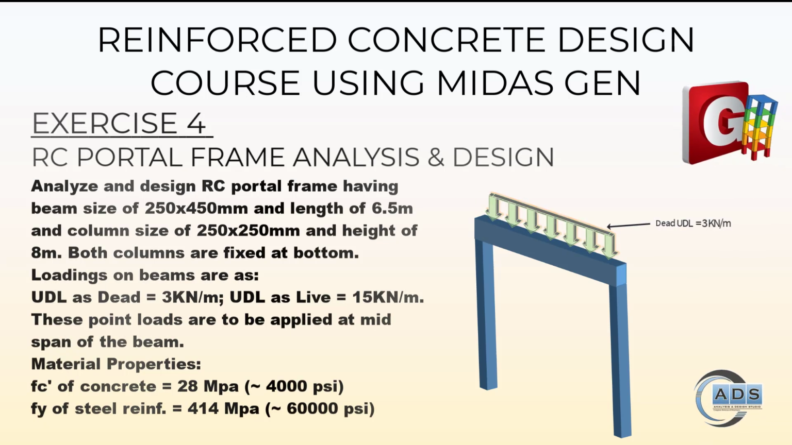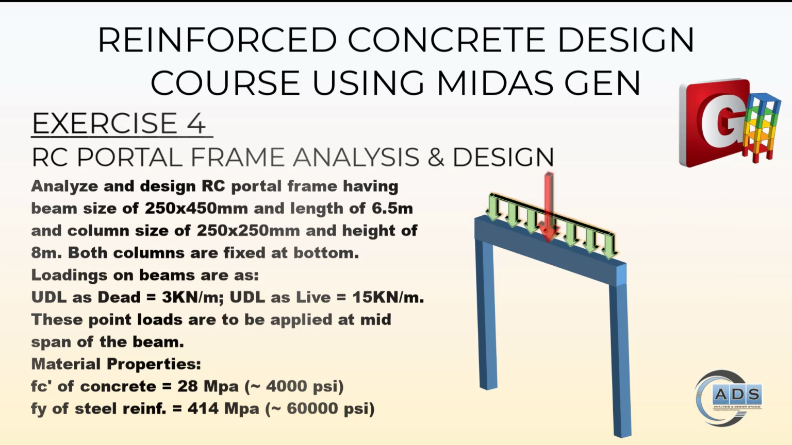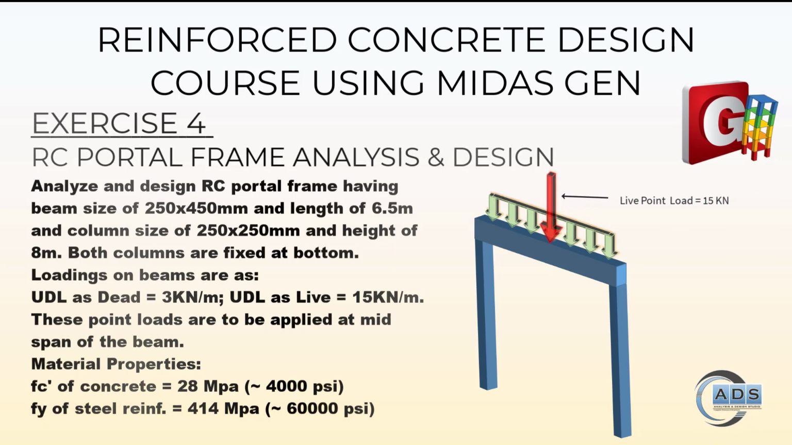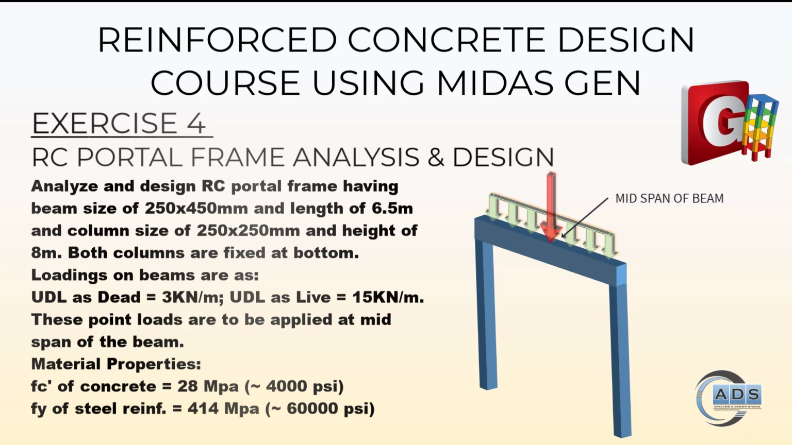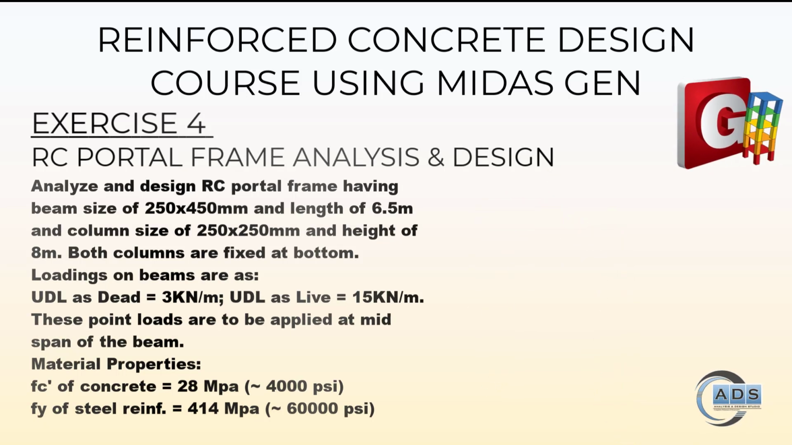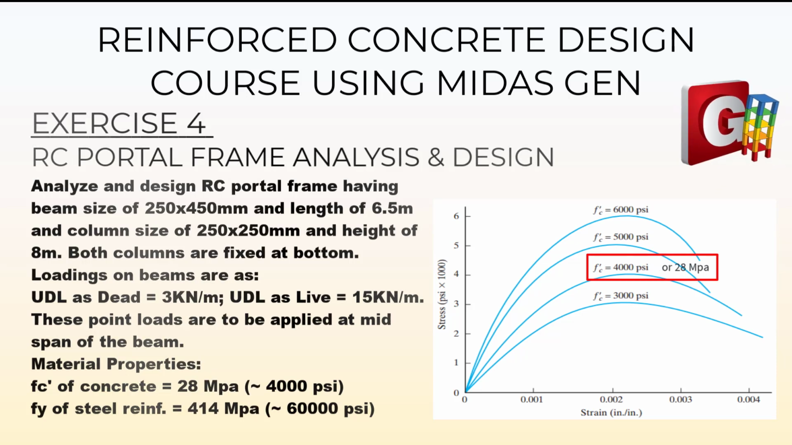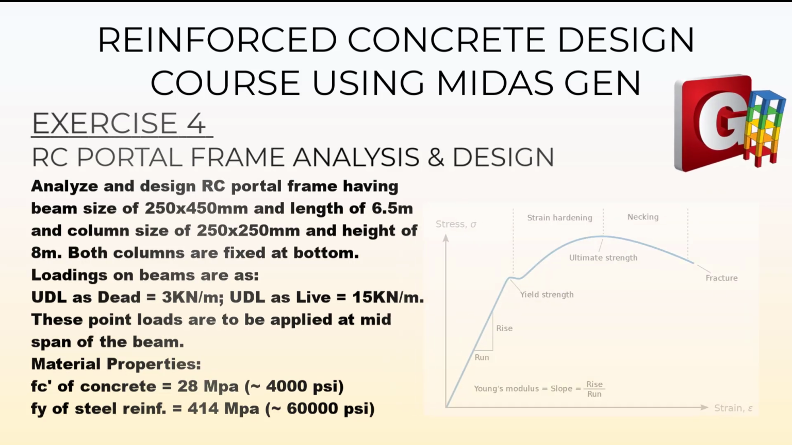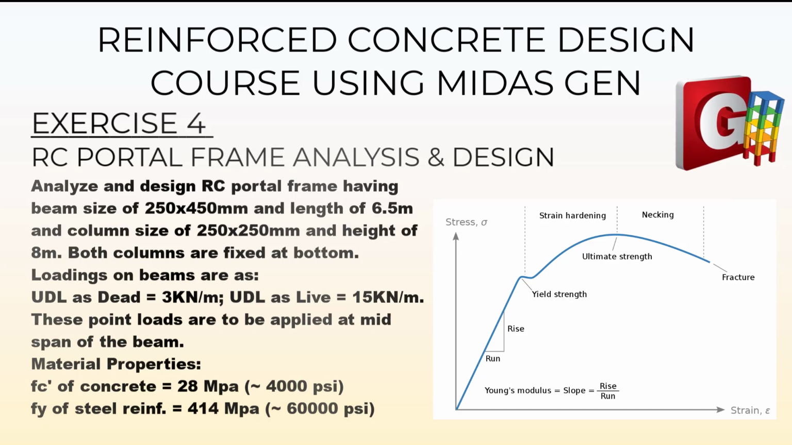UDL as dead load of 3 kN per meter and UDL as live load of 6 kN per meter. Point load as dead is 10 kN and point load as live is 15 kN. These point loads are to be applied at mid of the beam. The material properties are as follows. Compressive strength of concrete is 28 MPa equivalent to 4000 psi and yield strength of rebars is 414 MPa equivalent to 60,000 psi. So let's get into the software screen.